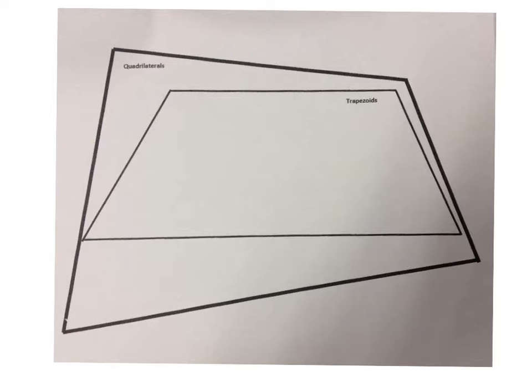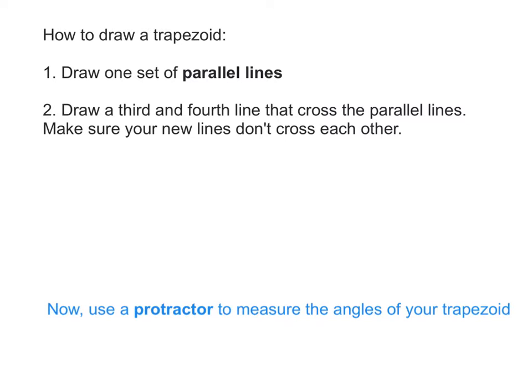It doesn't need to be this big, but you need to label it quadrilaterals on the outside and then trapezoids on the inside. So in order to draw a trapezoid, you first know that it needs to have one set of parallel lines. Now if I just draw lines like this, they look parallel, but can I be sure that they're parallel? No. So in order to make sure your lines are parallel, you need to use the top and the bottom of your ruler. And what I mean by that is this.